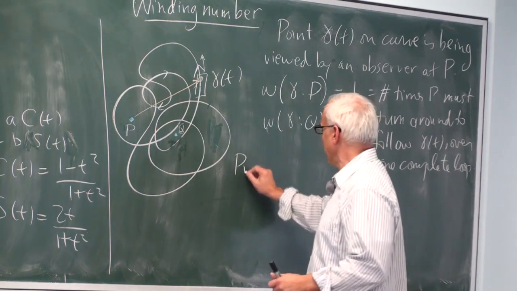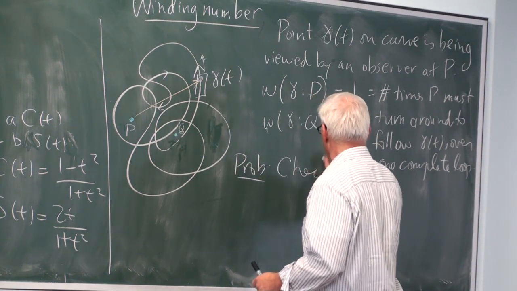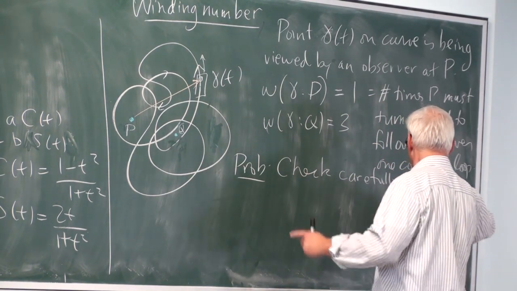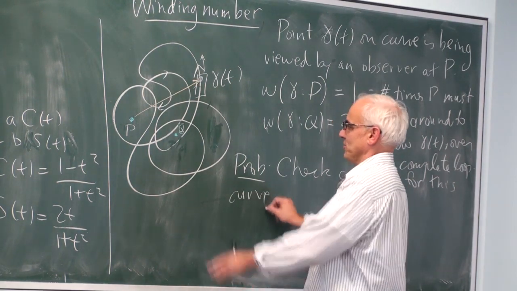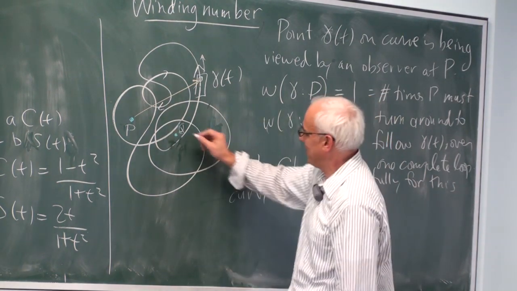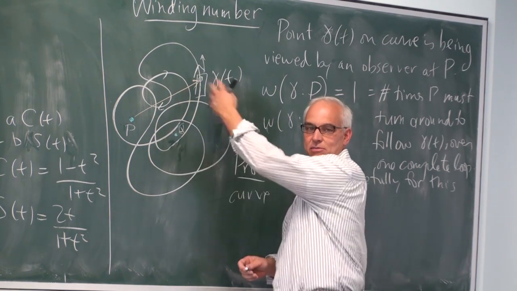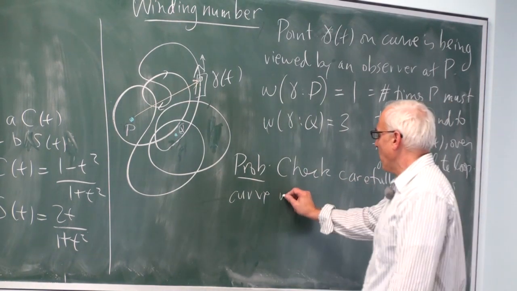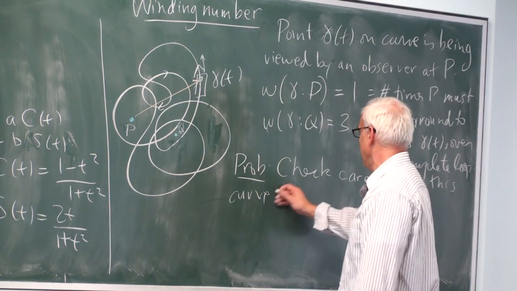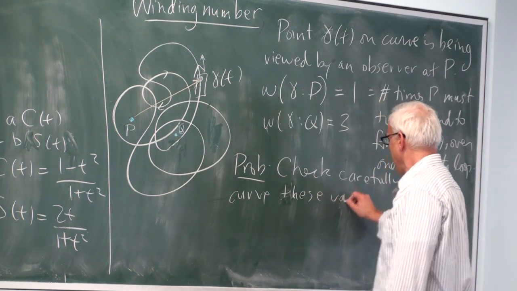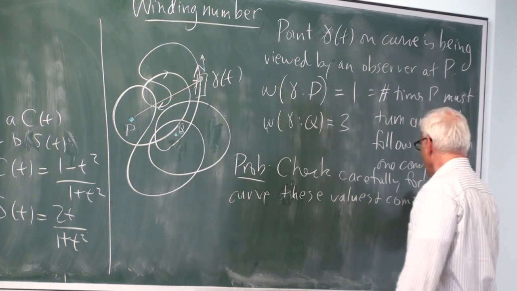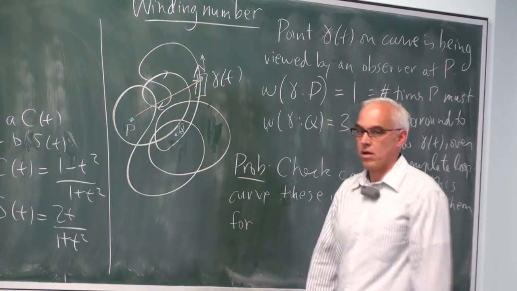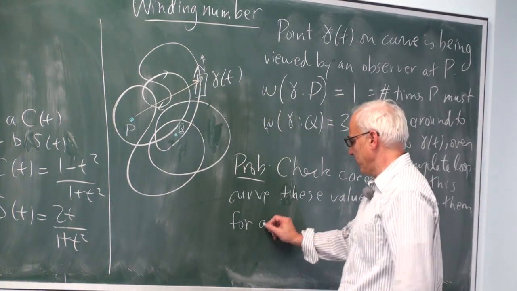Okay, so as a problem, check carefully for, say, this curve. So try to create it reasonably accurately. Obviously, it doesn't matter if you distort it a little bit. It's just the relationships of the loops with each other that matters. So check carefully for this curve what these values are, and compute them for all the regions.